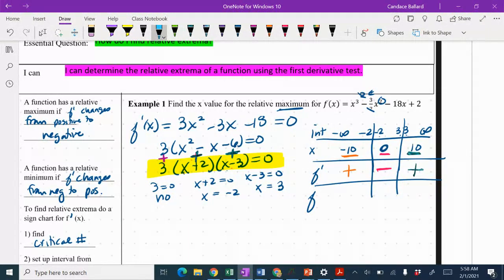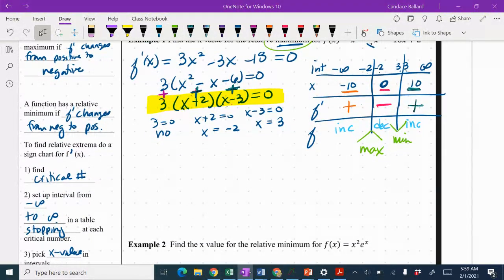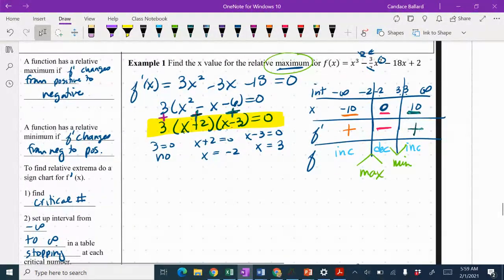So what that means is that between negative infinity and negative 2, I am increasing because it's positive. Between negative 2 and 3, I am decreasing because it's negative. And between 3 and infinity, I am increasing because it's positive. So now the last layer of this: if I'm going from increasing to decreasing and then decreasing to increasing, that obviously makes a max. This obviously makes a min. So it was asking specifically for a maximum, so I have to write that out. I always justify my reasoning, even if it doesn't say to.